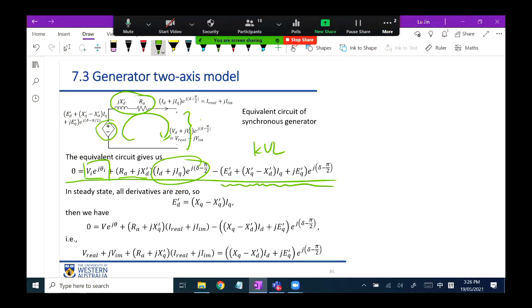This internal voltage equation was introduced in the previous slide. Even though the formula is long, I don't require you to really understand and memorize that, right? So that's okay. In other words, this is just an easy KVL. And then in the steady state, all the derivatives are 0, so we can derive this equation. This ED prime and this ED prime are the same. So we can use ED prime equal to (XQ minus XQ prime) IQ to substitute the EQ prime in this equation. After you do this, you can see this negative XQ prime and this positive XQ prime can be cancelled. Then we can derive this relationship.